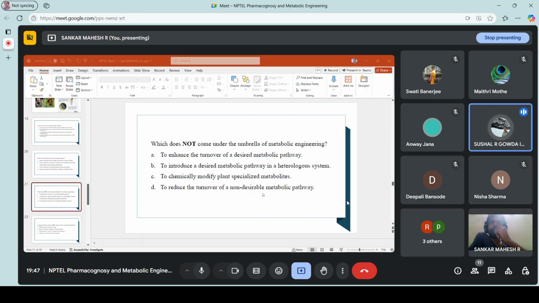Metabolic engineering is something where you actually enhance the turnover of a desired metabolic pathway that is required, to increase the yield of any metabolite that you're targeting. And second, it can also be introduction of a desired metabolic pathway in a heterologous system, where many biosynthetic pathways seen in plants are engineered in unicellular eukaryotes like yeast and many others, and vice versa. So that also comes under metabolic engineering.